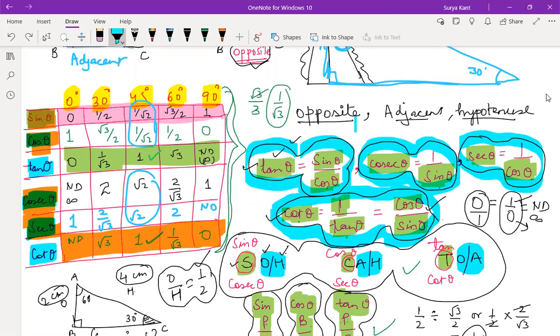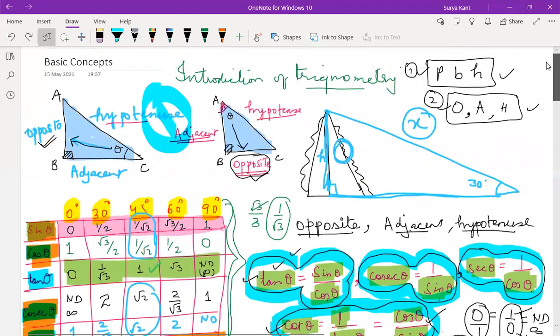First one is two triangles. We are just analyzing which is opposite, which is adjacent, and which one is hypotenuse. Second concept is we are just seeing the reciprocal. That is, reciprocal of cosec is sine, or you can say sine reciprocal is cosec. Sec reciprocal is cos, or cos reciprocal is sec. Cot reciprocal is tan, or tan reciprocal is cot. So this is the second concept.